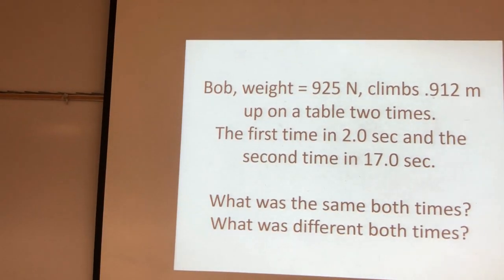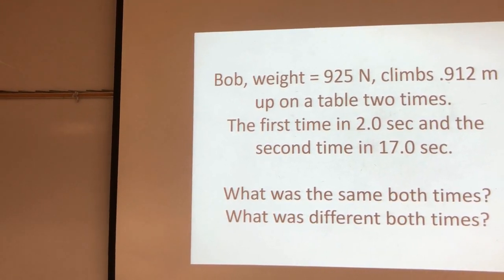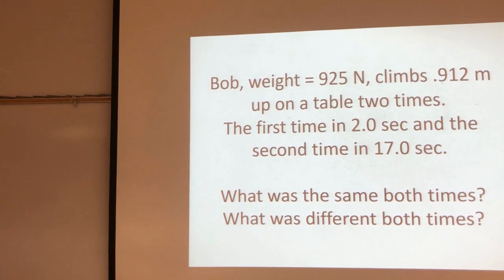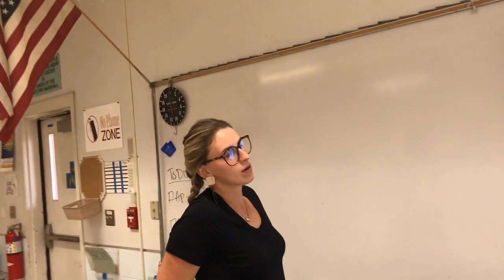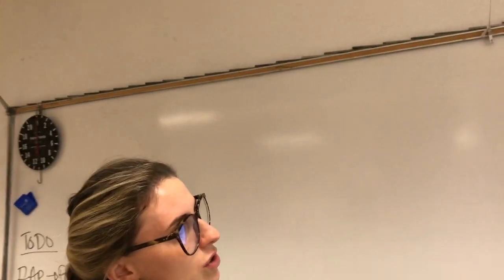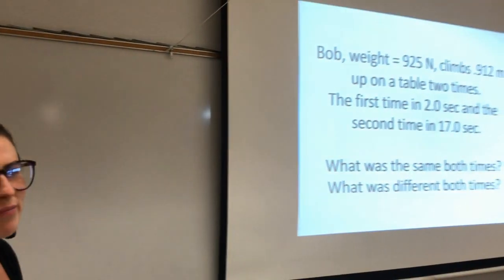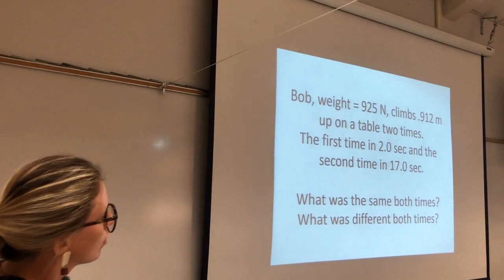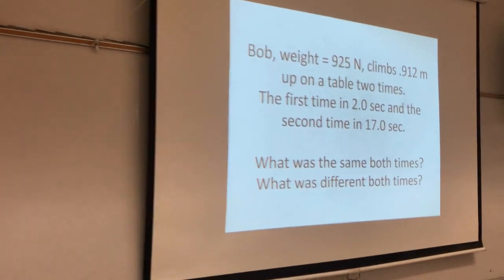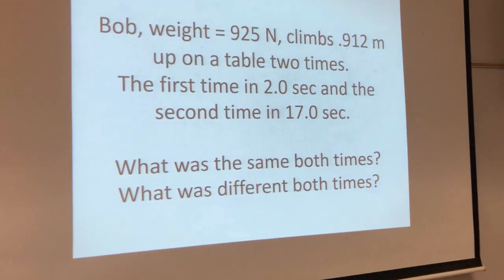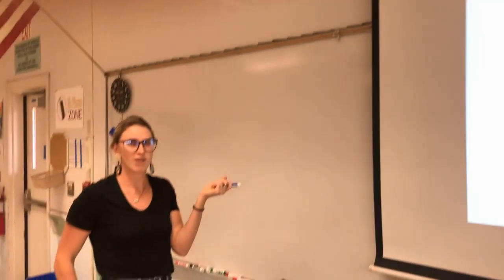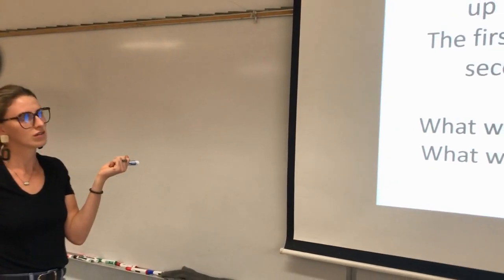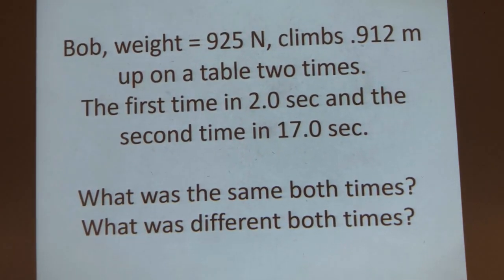Well, work is force times displacement, and our force we get from our weight, right? So basically our work should be the same. Work is the same both times. But what's different? Well, power is work divided by time. If the time is changing, that means our power is going to be different. Which one was more powerful, 2 seconds or 17 seconds?